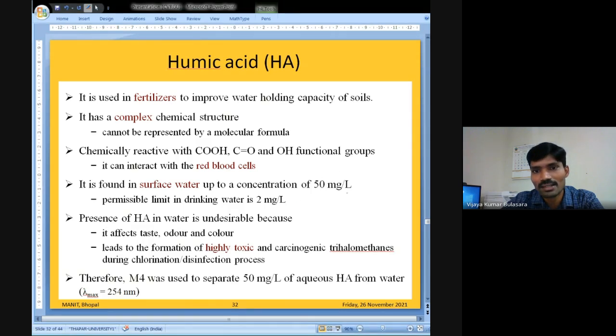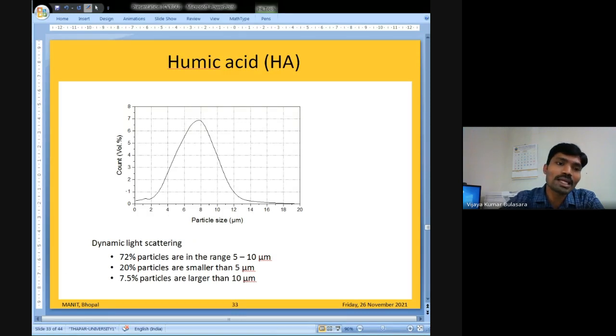In surface waters, the concentration is found up to 50 mg per liter. Therefore, a synthetic solution of humic acid is prepared with the same concentration, 50 mg per liter, and it is filtered using our membrane M4. The concentration of humic acid is estimated using a UV visible spectrophotometer at a lambda max corresponding to 254 nanometers. As we have seen in the SEM image, the last one is the SEM image of humic acid. Humic acid exists as flaky particles, like pieces of paper. They are not spherical, they are not cubic, but they exist as flaky particles.